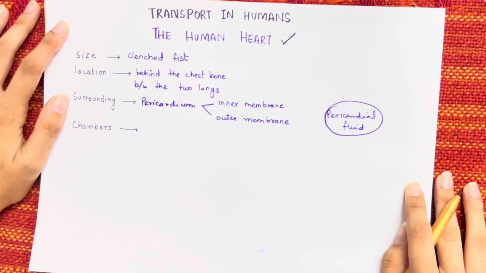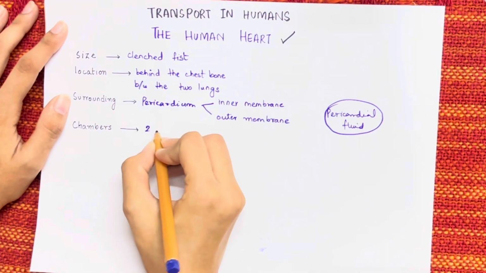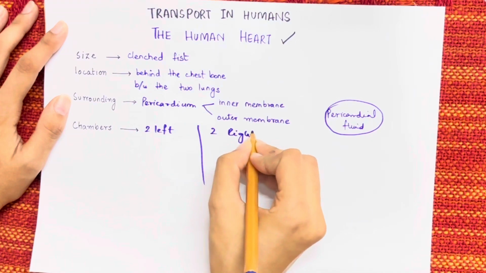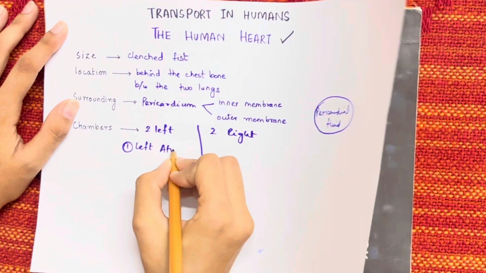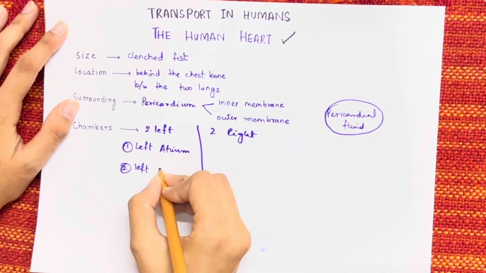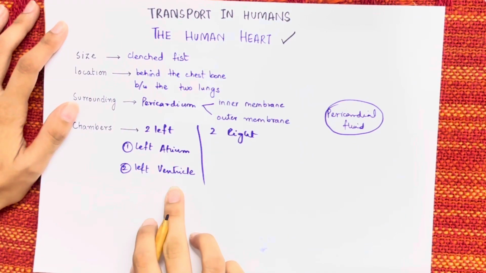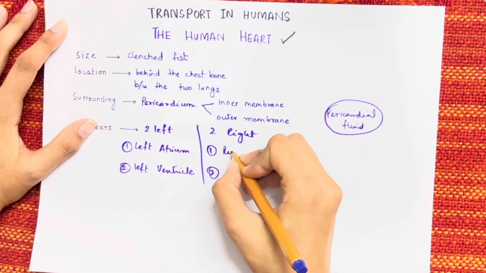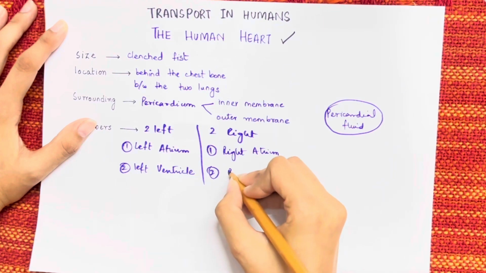Now, let's talk about the chambers of the heart. The heart is divided into four chambers, two left chambers and two right chambers. The left chambers are the left atrium, which is the upper side of the heart, and the left ventricle, which is the lower side of the heart, and this ventricle supplies the blood to the entire body. The right side is termed in a similar manner, the right atrium and the right ventricle.